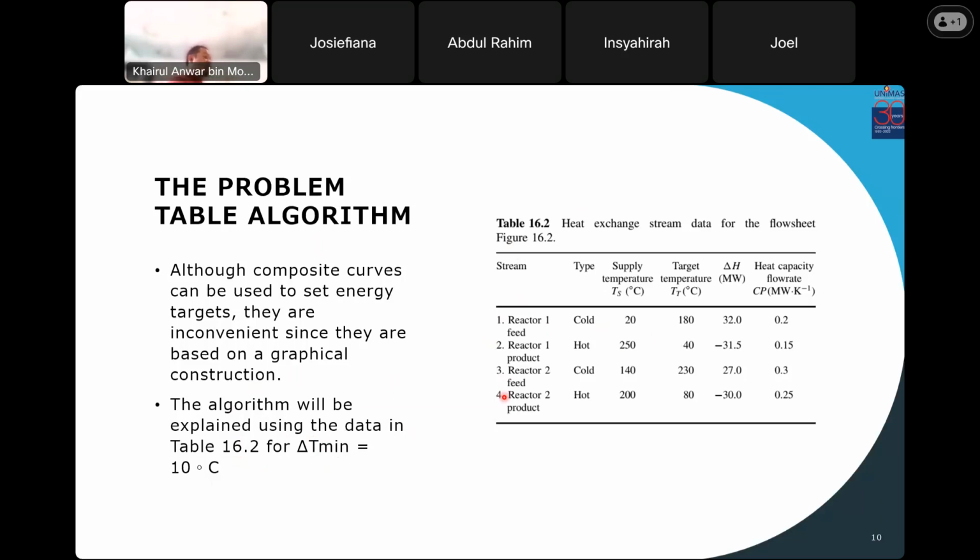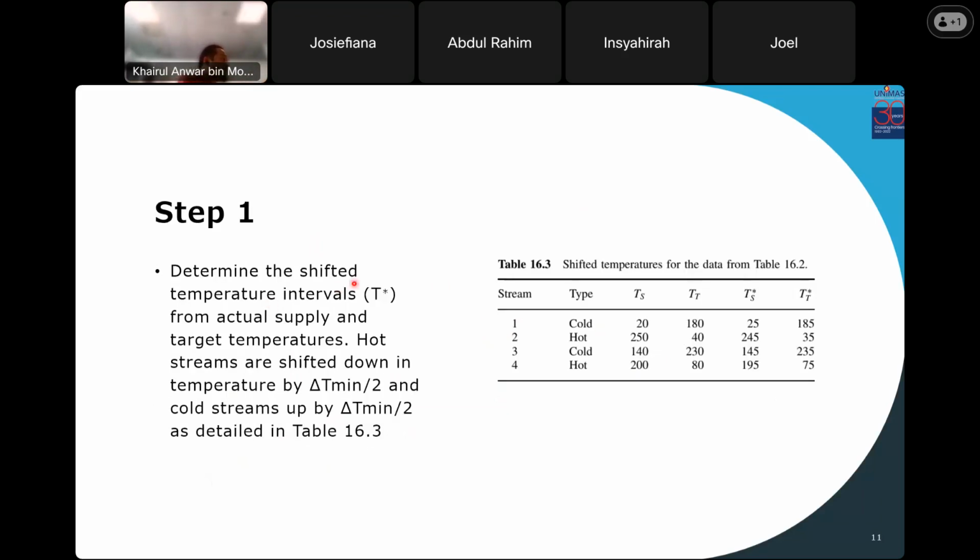Why do we need delta T min? Later on we need to shift the temperature and determine the shifted temperature intervals. From actual supply and target temperatures, hot streams are shifted down in temperature by delta T min over 2, so 5. Delta T min is 10, 10 over 2 is 5. Cold streams are shifted up by delta T min over 2, similar, 5 degrees C. This is detailed in table 16.3.